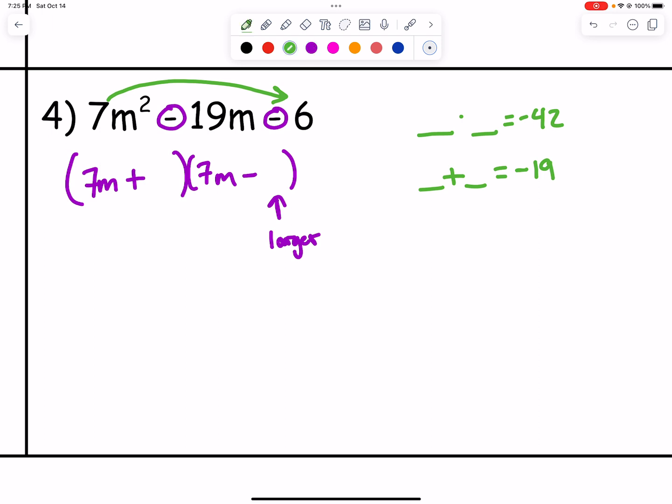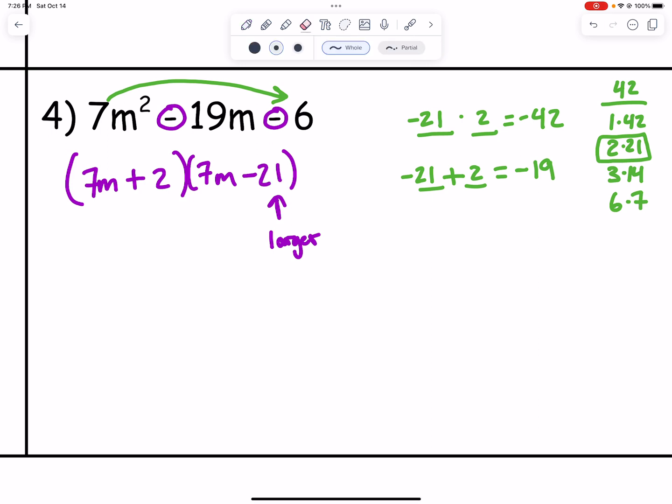So then we need to figure out what multiplies to give us 42 and adds up to 19. So we got 1 times 42, 2 times 21, 3 times 14, and 6 times 7. So 2 and 21 would be our best option because they are 19 apart from one another. Our larger number, we've already made a note, has got to be negative. So we have negative 21 plus 2 will give us negative 19, and negative 21 times 2 multiplies back together to give us negative 42. So let's put 2 and negative 21.